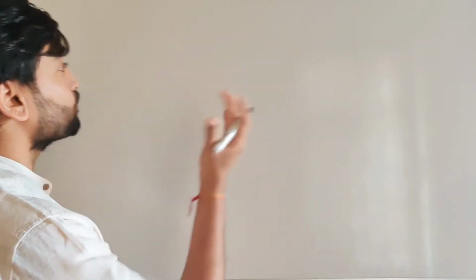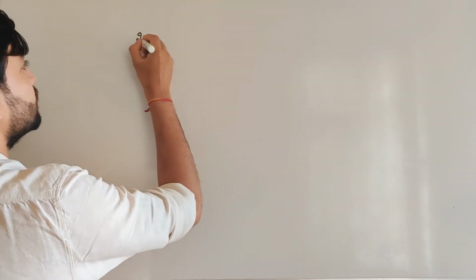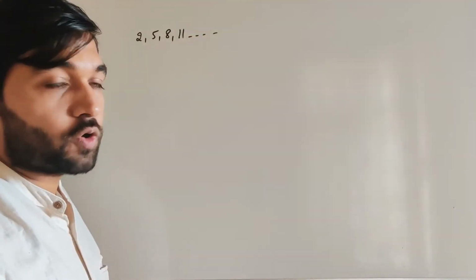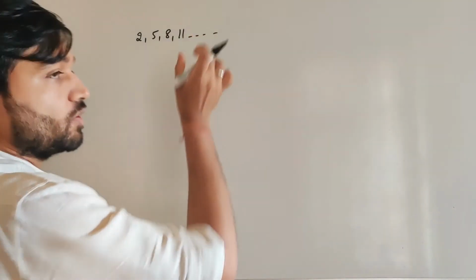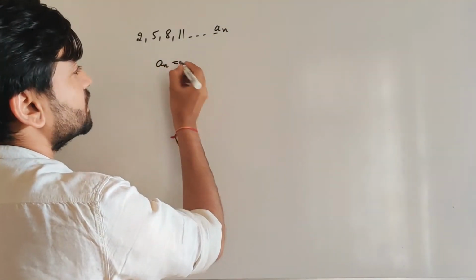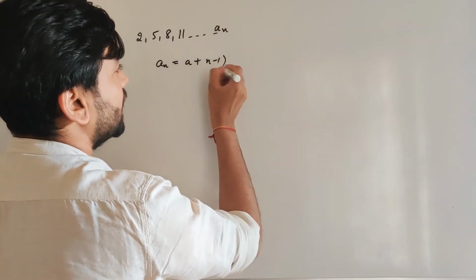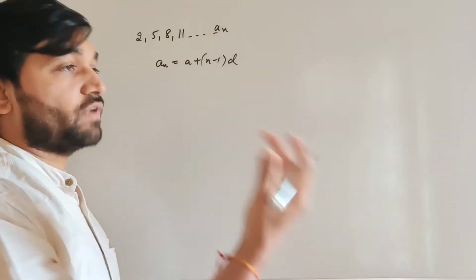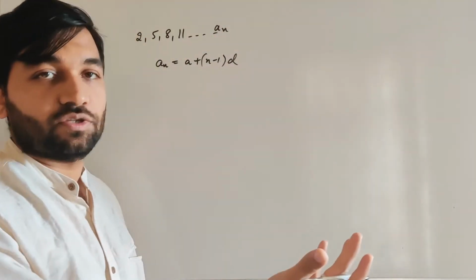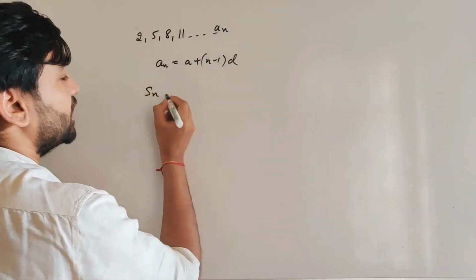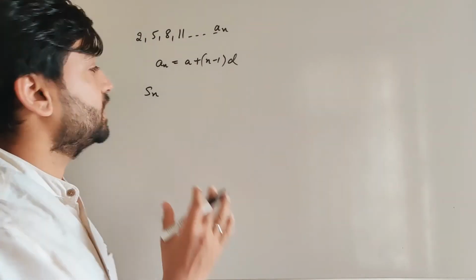Okay, so to take an example of an AP, let us say we have 2, 5, 8, 11, and so on. Okay, so we know how to find the nth term of an AP. Nth term meaning an. So an, we had learnt the formula a plus (n minus 1) into d. So this was the formula to find the nth term of an AP, like to find the 10th term or to find the 15th term. Okay, in this video we are going to learn how to find the sum of n terms. We denote it by Sn.